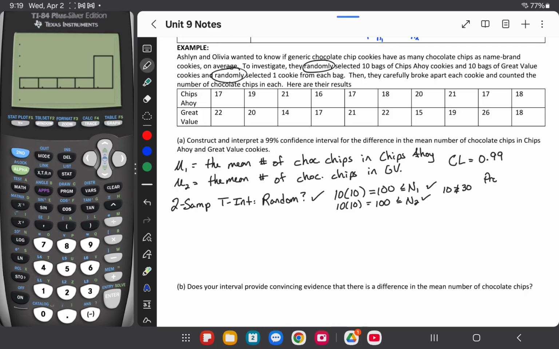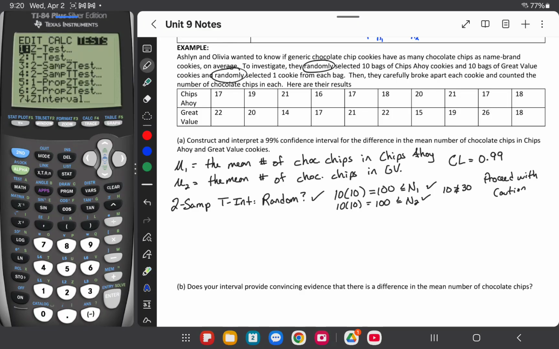So we're going to go ahead and say proceed with caution and continue with our calculations. For our calculations, we're going to let the calculator do our work for us today. We're going to go into the stat menu, over to tests, and scroll down until we find the 2-sample t interval, which for me is option 0. In there, we make sure that data is selected because we are working with the raw data rather than the summary statistics.